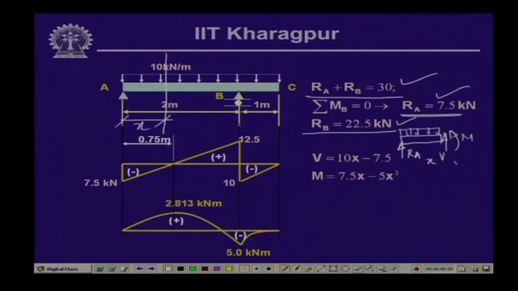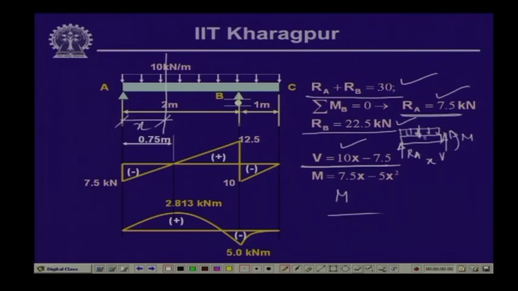So, if we take the equilibrium of the vertical forces, then we have V plus R A minus 10 into x equals 0. So, this gives us V equals 10 x minus R A, where R A equals 7.5. So, this is the expression we get, V is equal to 10 x minus 7.5, and correspondingly we calculate the value of the bending moment M, which is acting in an anticlockwise direction.